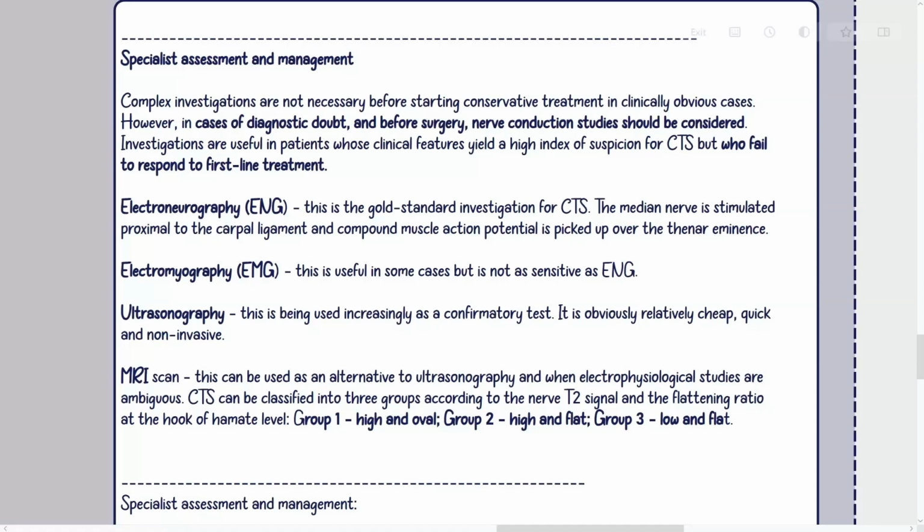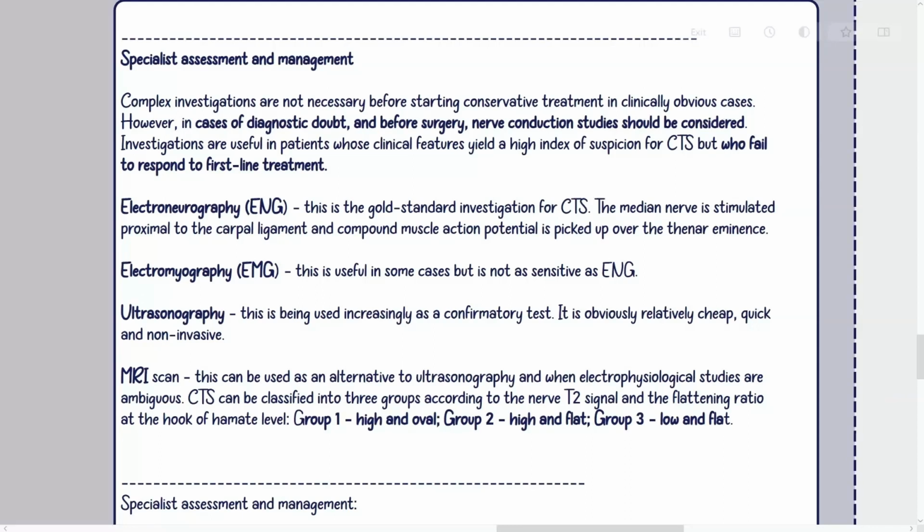Electroneurography. This is the gold standard investigation for carpal tunnel syndrome. The median nerve is stimulated proximal to the carpal ligament and compound muscle action potential is picked up over the thenar eminence. Electromyography, or EMG, is useful in some cases but is not as sensitive as ENG.